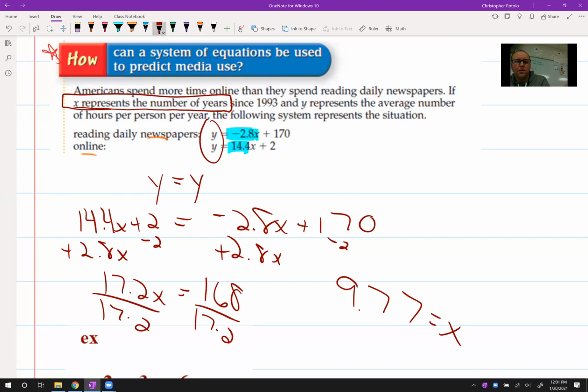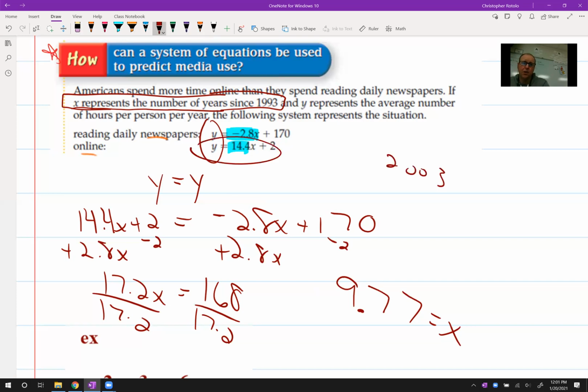I should add this part on: since 1993. You guys remember 1993? Of course you don't. It's forever ago. It's back when my dad had a stack of newspapers you could hide behind. All right. So we want to know when it's going to be the same, and that's going to be more than 9.5, almost 10 years until they would be equal. The number of newspapers going out and the number of people reading the news online would have been about 10 years. So that would have been 2003.